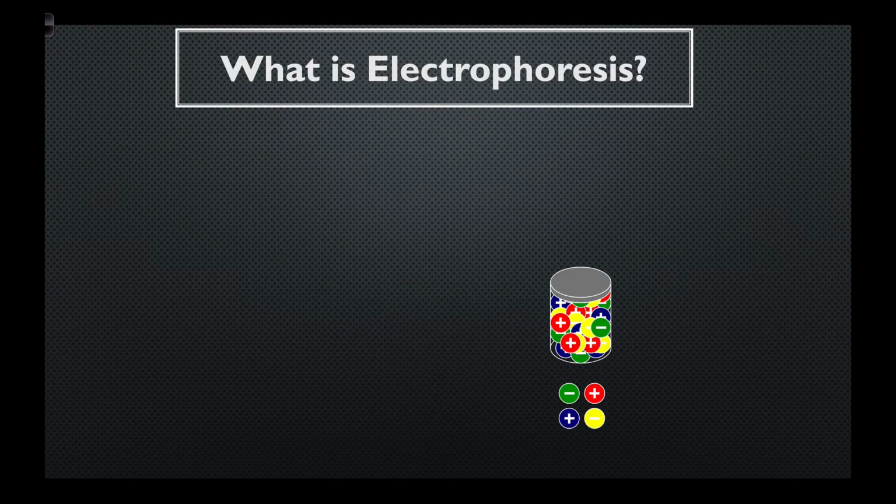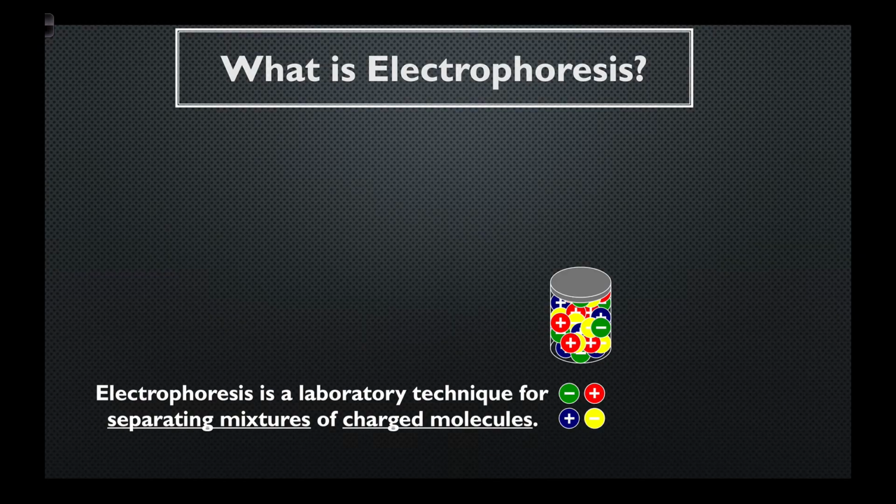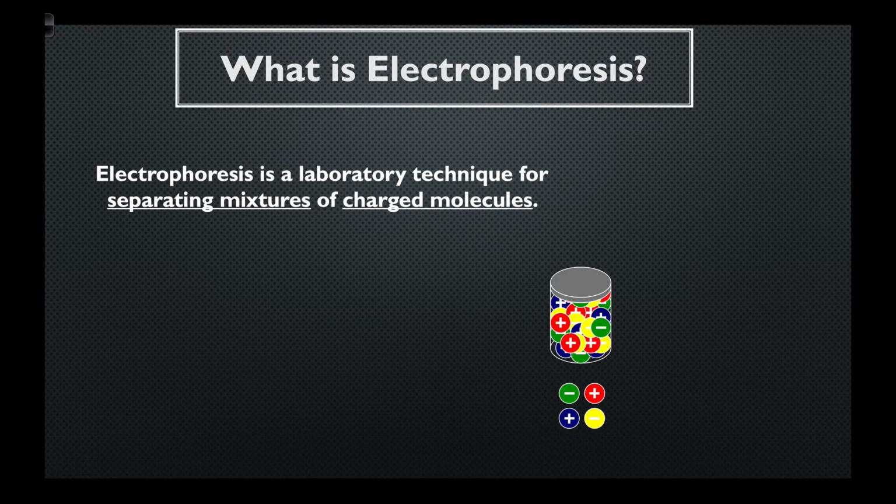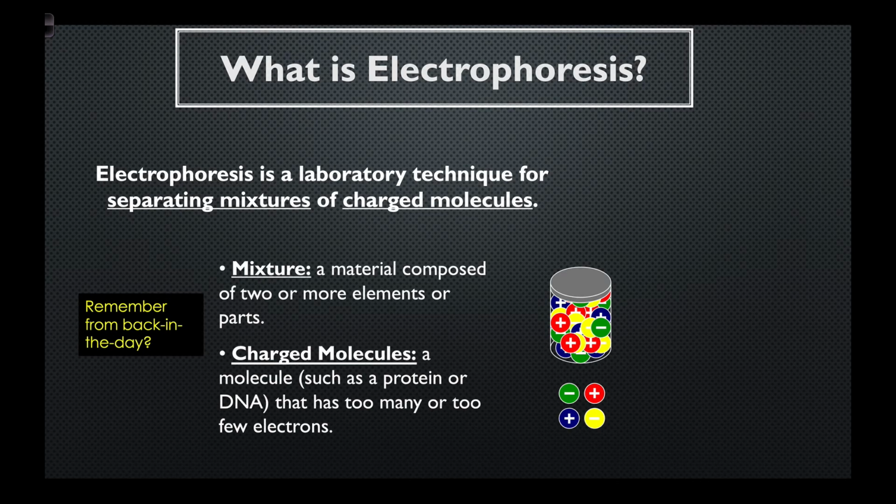Let's take a look at the basics of electrophoresis. So electrophoresis is what we do in lab for separating mixtures of charged molecules. Remember from back in the day what a mixture was. It was a material composed of 2 or more elements or parts. And some of those elements and parts can be charged molecules. A molecule such as protein or a nucleic acid like DNA that has too many or too few electrons. If you have too few, you wind up being positive, and if you have more electrons, you become negatively charged.